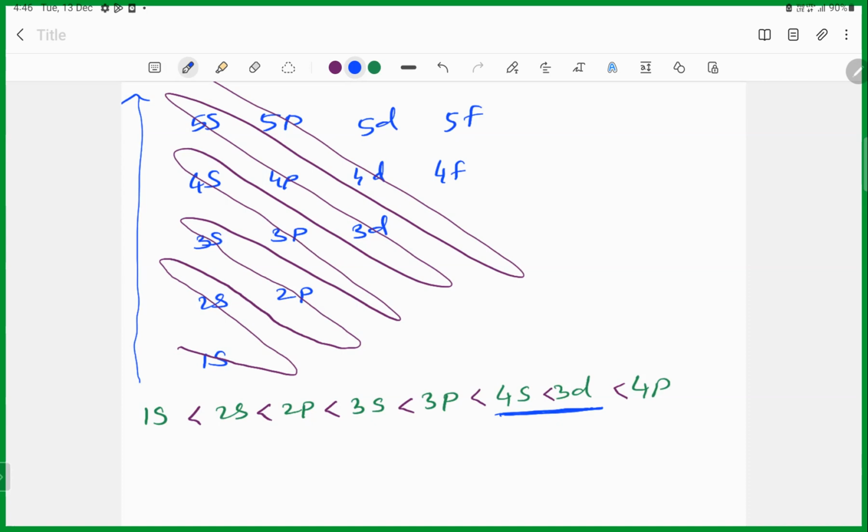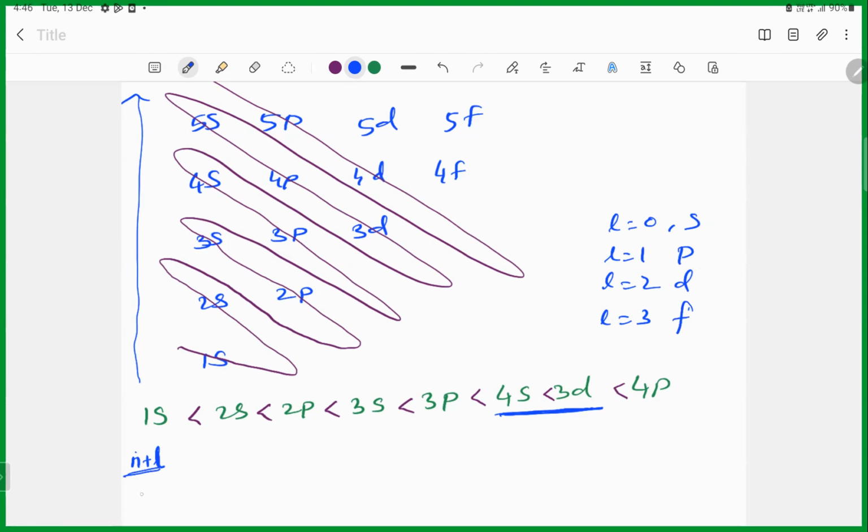Follow the n plus l rule. n is the principal quantum number, l is the azimuthal quantum number. You know that l value 0 means s orbital, l equal to 1 means p, l equal to 2 means d, l equal to 3 means f. So only you have 4 orbital types, f. So now the n plus l value.